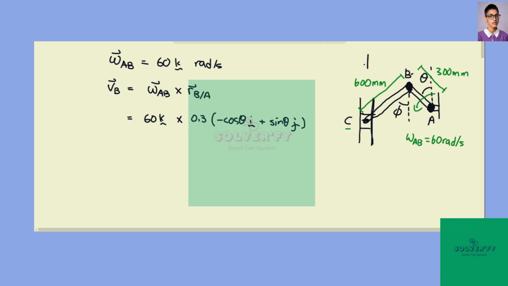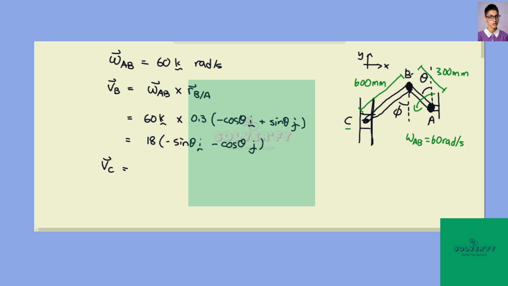Again, this is our coordinate system, and the origin is at A. After we multiply, we get 18 times minus sine theta I minus cosine theta J. So k cross I gives J, so with a minus sign gives minus J, and k cross J gives minus I.